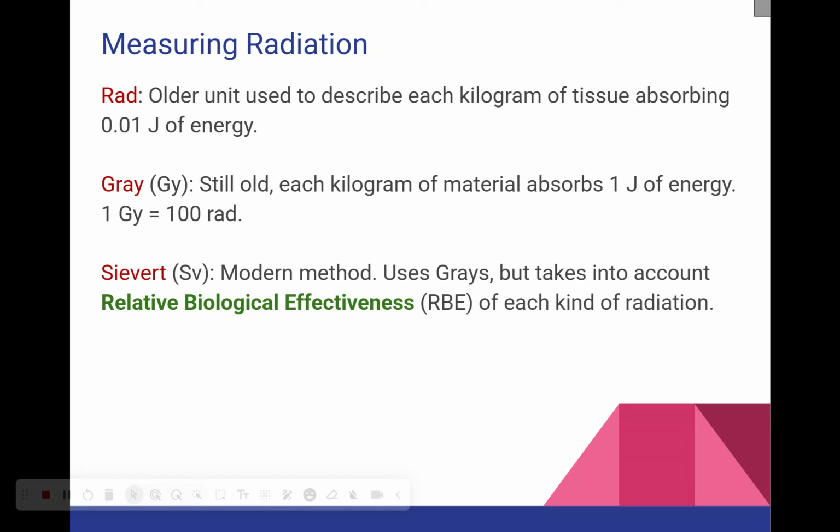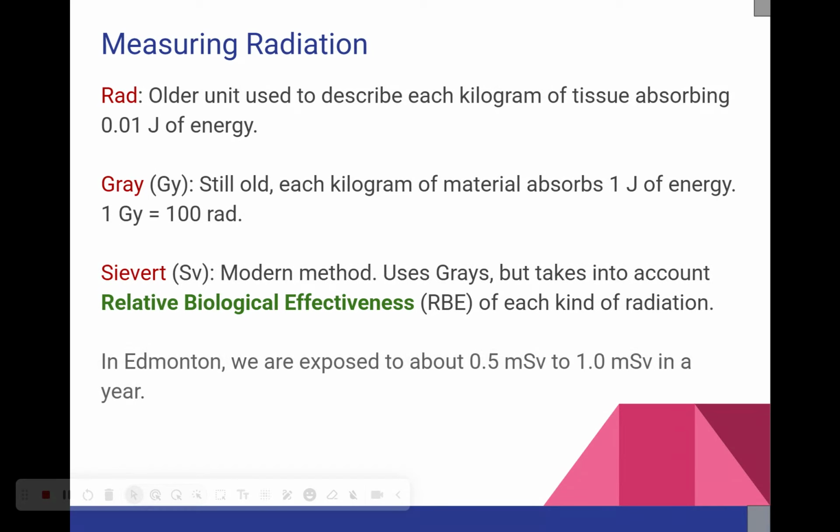Beta, we multiply the grays by 5. And gamma, we multiply the grays by 20. You see, if we're doing something like that, we're taking into account that the gamma is much more dangerous to be around than the alpha, even if the amount of radiation, the joules of energy that are coming at me per kilogram of me, are effectively the same. Sieverts takes that into account for us.